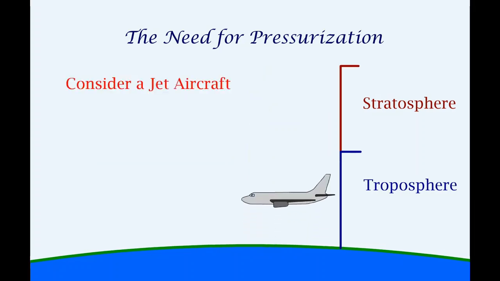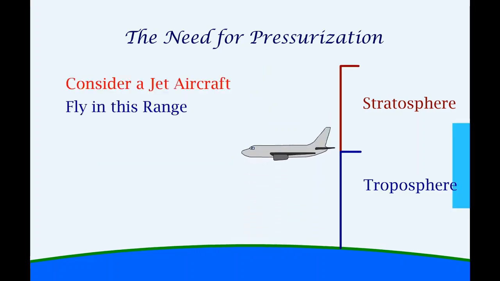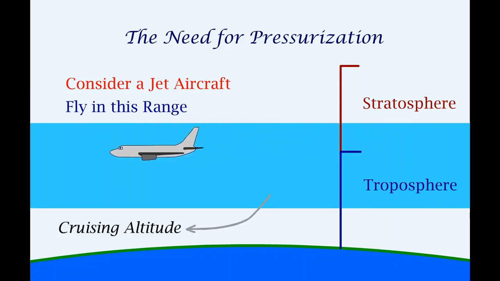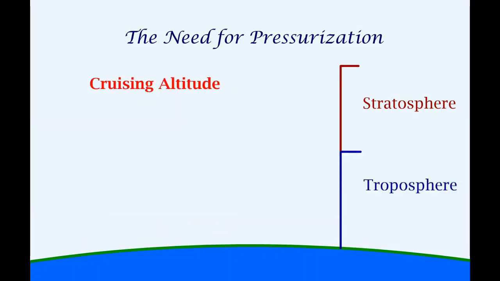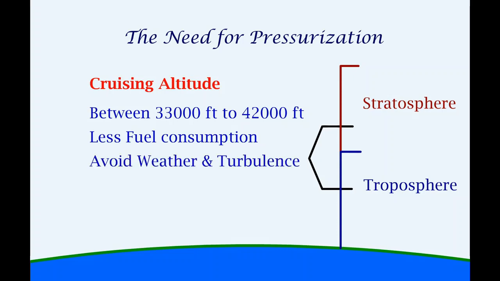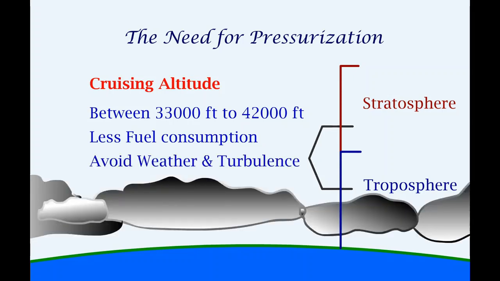If we consider a jet aircraft, they usually fly in a range which is called the aircraft's cruising altitude. This cruising altitude will be between 33,000 feet and 40,000 feet. This altitude is chosen so that there is less fuel consumption as there is less drag, and most of the weather changes and turbulence can be avoided.